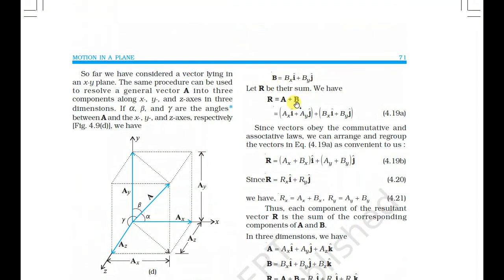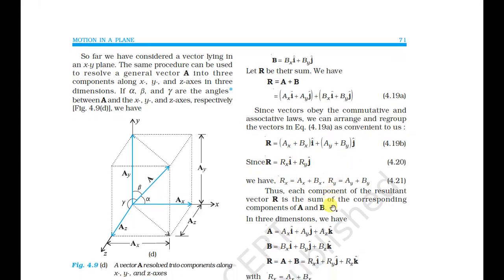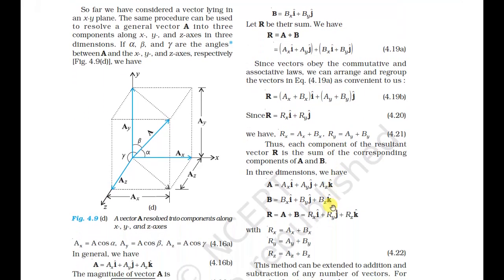Now let R be the sum, so R equals A plus B. A is Ax i cap plus Ay j cap, plus Bx i cap plus By j cap. Adding the x components and y components, we get R equals (Ax plus Bx) i cap plus (Ay plus By) j cap. We write R equals Rx i cap plus Ry j cap. Now we see that Rx equals Ax plus Bx and Ry equals Ay plus By. Thus each component of the resultant vector R is the sum of the corresponding components of A and B.